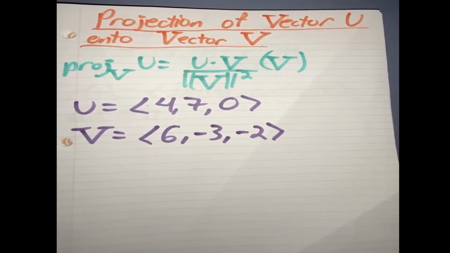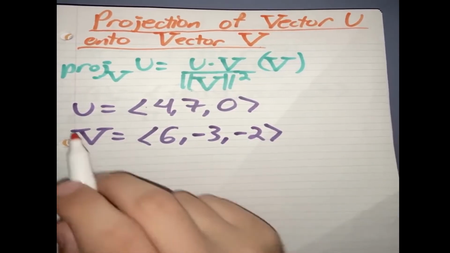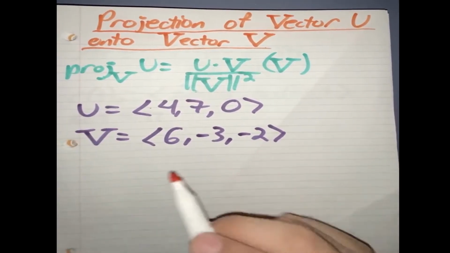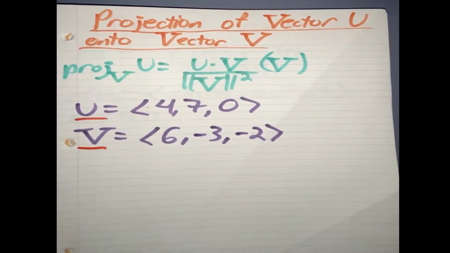Hello guys, so in this video we're going to find how to find the projection of vector u onto vector v. So in this problem we're given two vectors. We're given these two vectors right here, vector u and vector v, and we're trying to find the projection of u onto v.